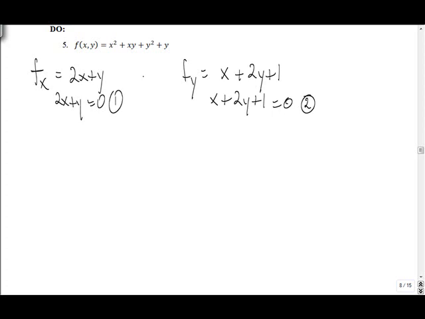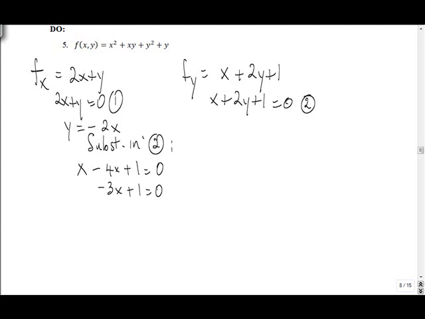Substitute which one? Okay, so you use y equals negative 2x and substitute in 2. Good. So when you substituted, what did you get? Tell me. x minus 4x plus 1 is 0. So what did you get for x? 1/3.